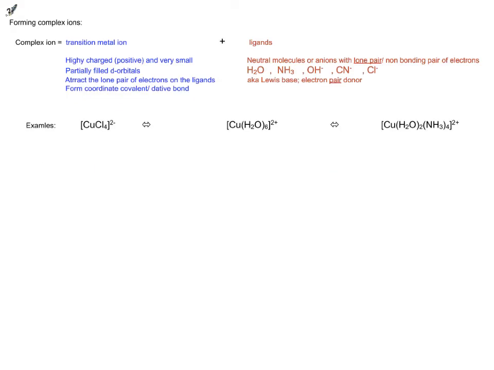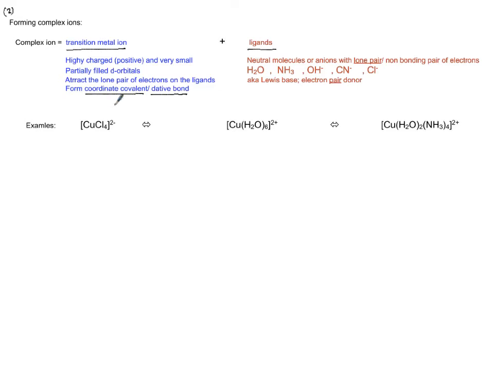The second property is you form something known as complex ion. It's not a compound, it's not an ion, it's a combination of two species. The first one is a transition metal, that's the central, and then it's surrounded by ligands. Now the transition metals have high charge density, meaning they are positively charged. Of course, they are metal, positively charged, and very small. They also have partially filled d orbitals and attract lone pair of electrons from ligands to form coordinate bond, covalent bond, or dative bond. So new terminology, it's not a permanent covalent, it's coordinate covalent.